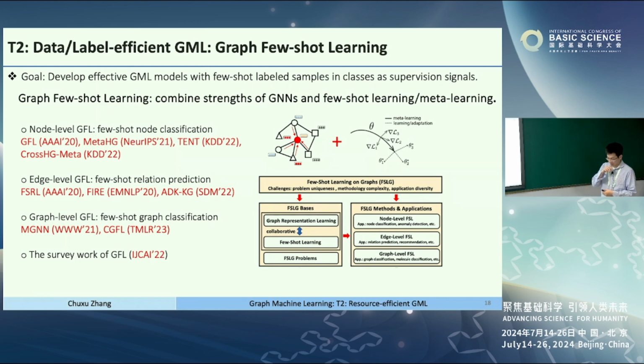Few-shot learning is very popular in the computer vision or image processing domain, but before our work in 2020, there was no work on graph few-shot learning. So we proposed the graph few-shot learning research line, right? We did a lot of work on graph few-shot learning: node-level, edge-level, and graph-level graph few-shot learning, and also some survey work to summarize these three types of graph few-shot learning. So we have done a series of work on graph few-shot learning. Okay, I'm not going to talk about the details due to the time limits.